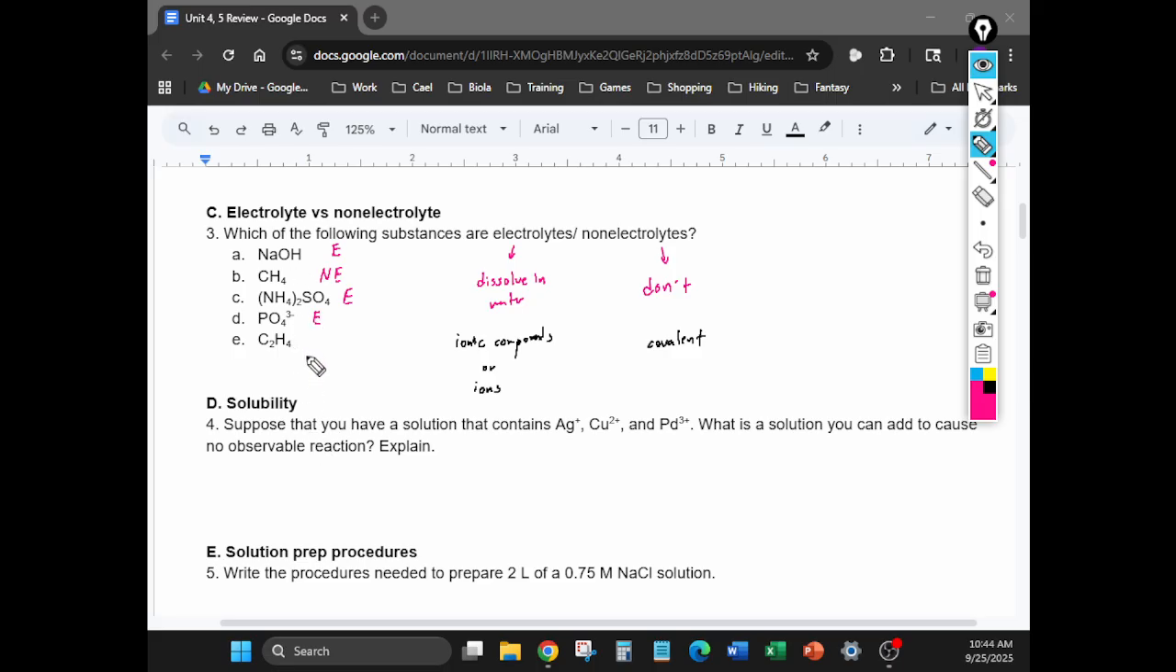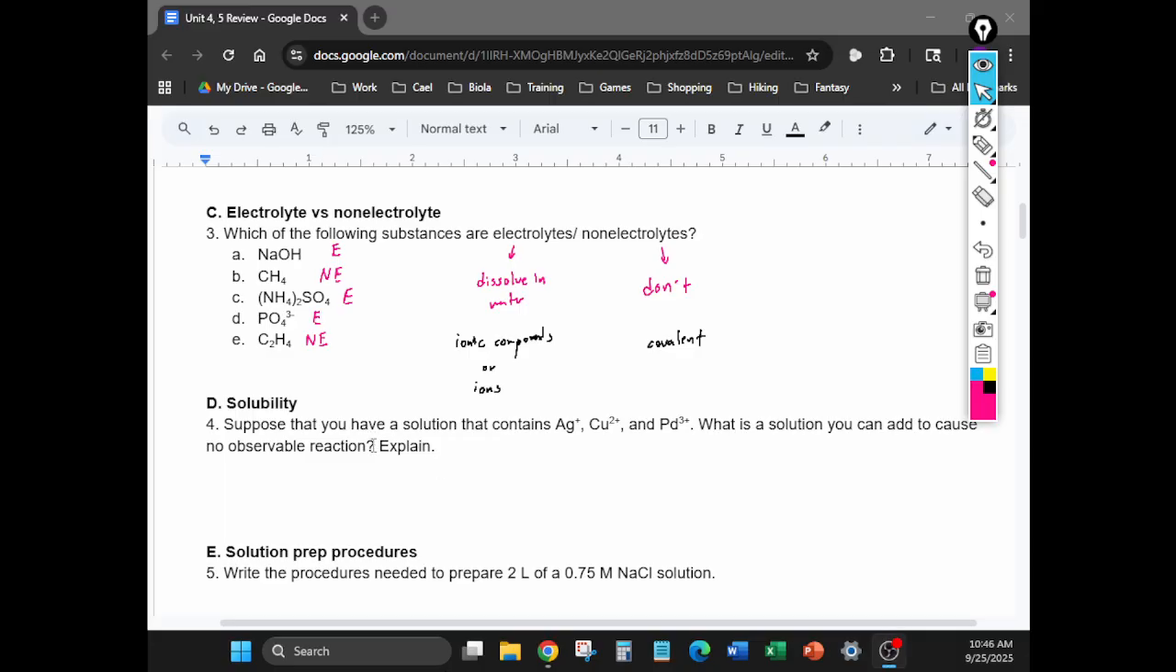And then C2H4 is a covalent compound. So this is a non-electrolyte. Okay. So very easy way to distinguish them. Again, you'll have a question like this on your test as well. I keep saying that, but pretty much all these questions are going to be on your test, but just want to remind you guys. You will be given a list, and you got to identify electrolyte, non-electrolyte, and so forth. Okay, just look for ionic versus covalent.